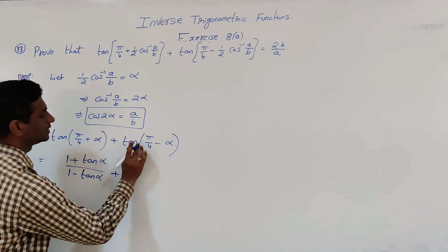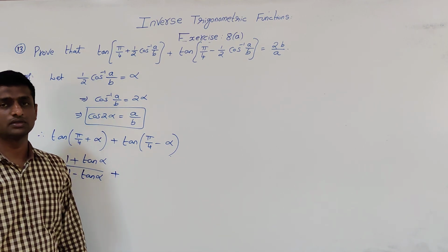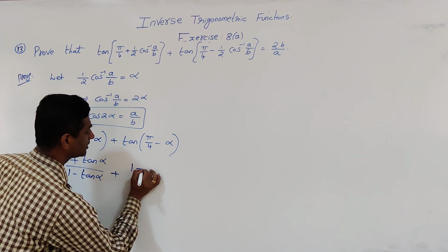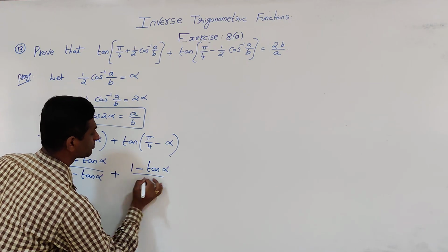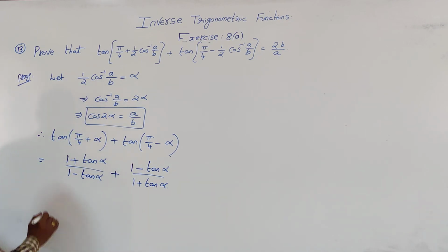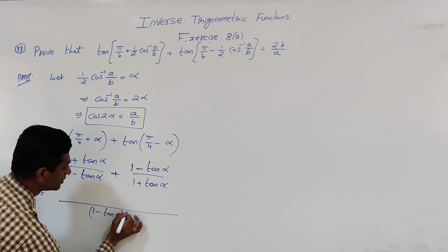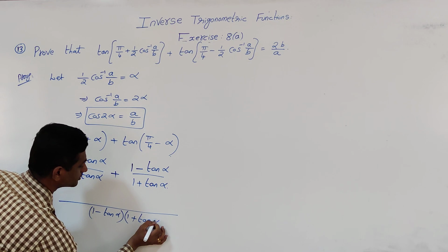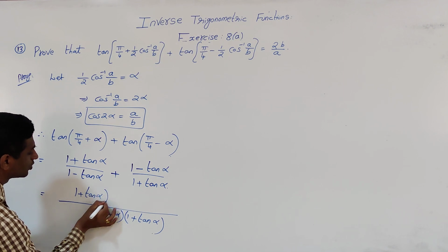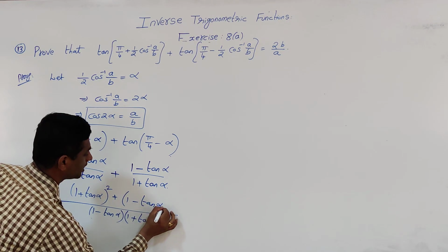Similarly, plus tan of A minus B, which is tan A minus tan B by 1 plus tan A tan B, where A is 45 and B is alpha. So tan 45 is 1. So it will be 1 minus tan alpha by 1 plus tan 45 into tan alpha. So the LCM will be 1 minus tan alpha into 1 plus tan alpha. The numerator will be 1 plus tan alpha whole square plus 1 minus tan alpha whole square.